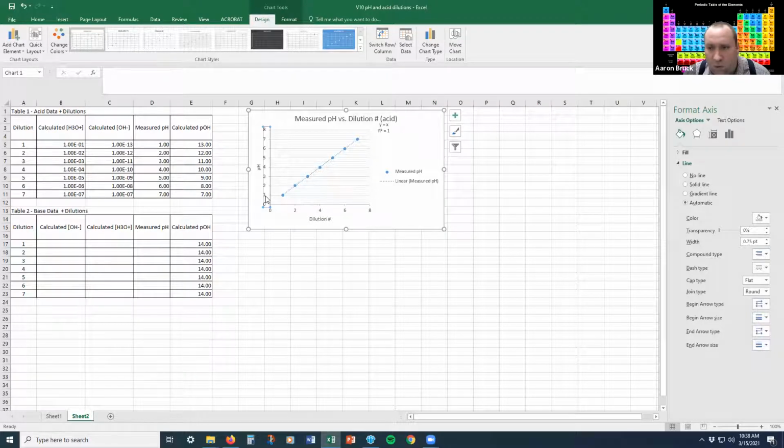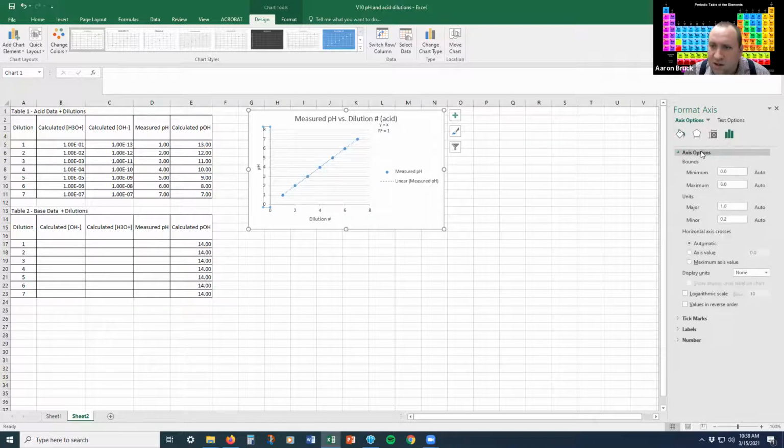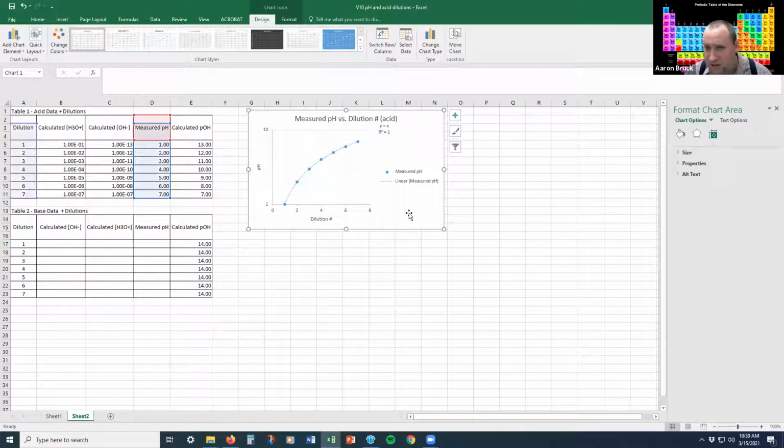is double click on the y-axis there, and we're going to go to axis options. Down here in axis options, there is a logarithmic scale button right here that will change the scale to something that is logarithmic. And that's the second graph that you need. So relatively straightforward, pretty easy to do this. And again, you'll need both graphs for the acid, you'll need both graphs for the base as well.